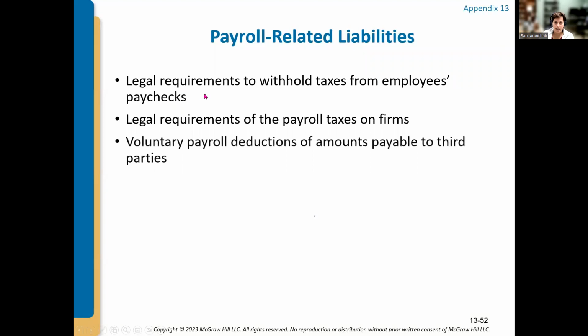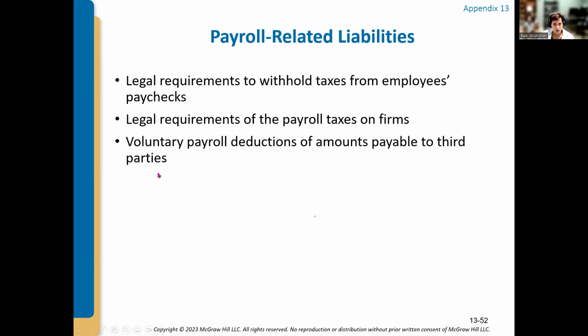So the company has a legal requirement to withhold taxes from employees' paychecks unless the employee specifically gives in writing and says, I do not want any taxes withheld. But in some cases, an employee cannot say, I don't want the taxes withheld. We'll take a look at the different examples. There are legal requirements for payroll taxes on firms. So in addition to what the employee pays in taxes, the employer also has to pay in taxes. The employee may also decide that they want some monies taken out of their account and given to third parties.